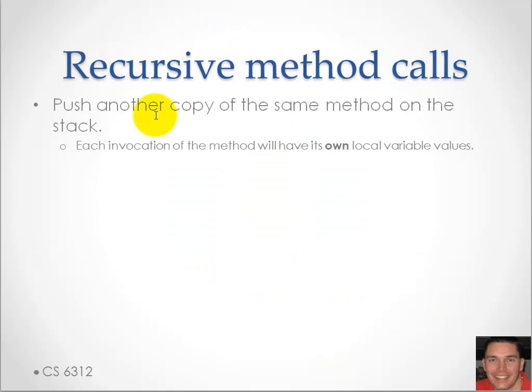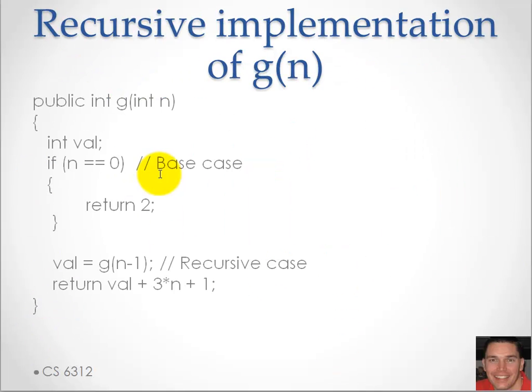So now when we look at this with the recursive method, it works the same way, except when it's called, it's calling itself, so it just pushes itself on top of the stack again. But remember, on each invocation of the method, it's going to have its own local variable values. By way of reminder, here's our recursive implementation of that recursive formula g(n).